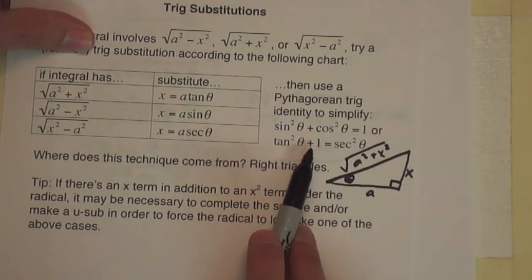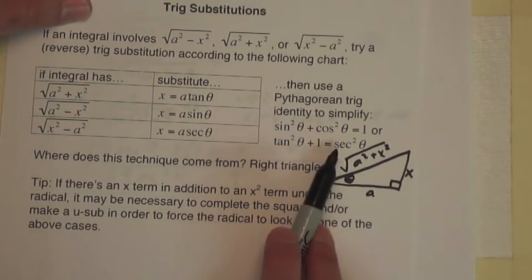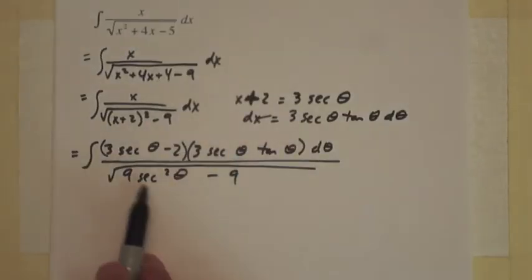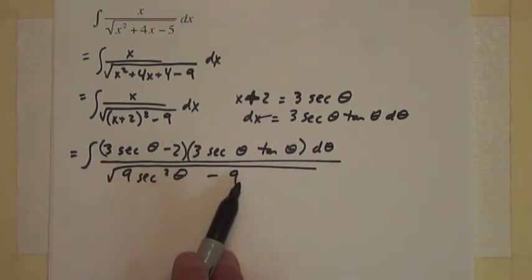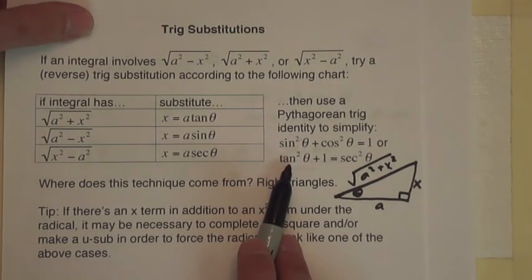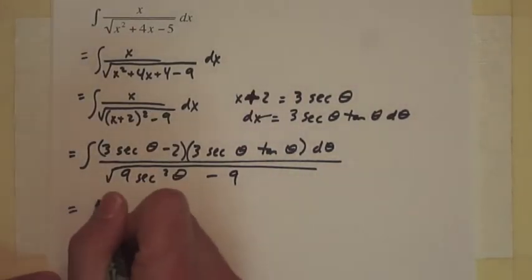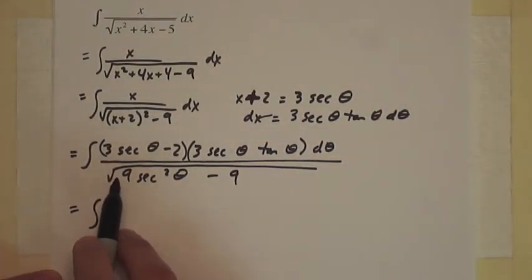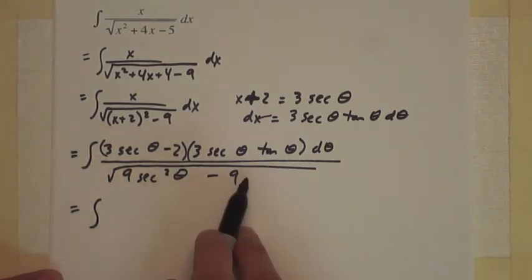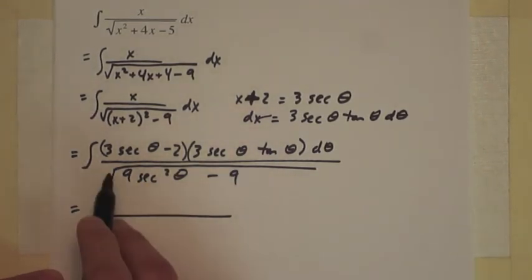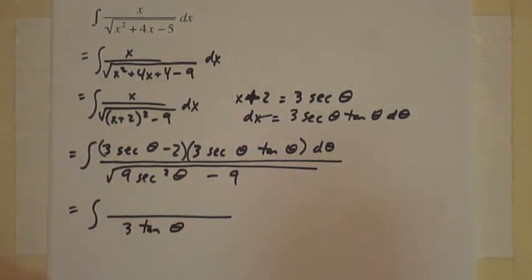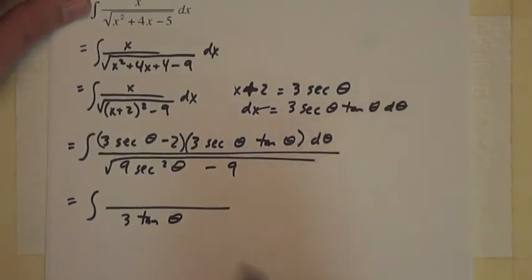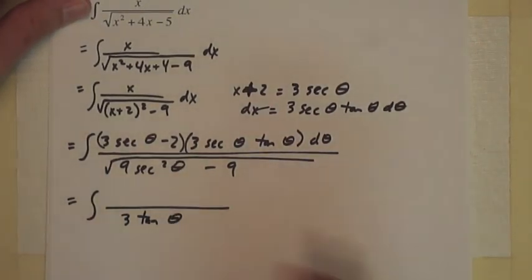If we subtract 1 from both sides of this, we get tan squared equals secant squared minus 1. And this is exactly 9 times that. This is 9 secant squared minus 9. So according to this, this should be 9 tan squared theta. Now, if this really says 9 tan squared theta and we're taking the square root of it, the square root of 9 tan squared theta would be just 3 tan theta. So I skipped a step there, but if you want, you can add in that extra step.